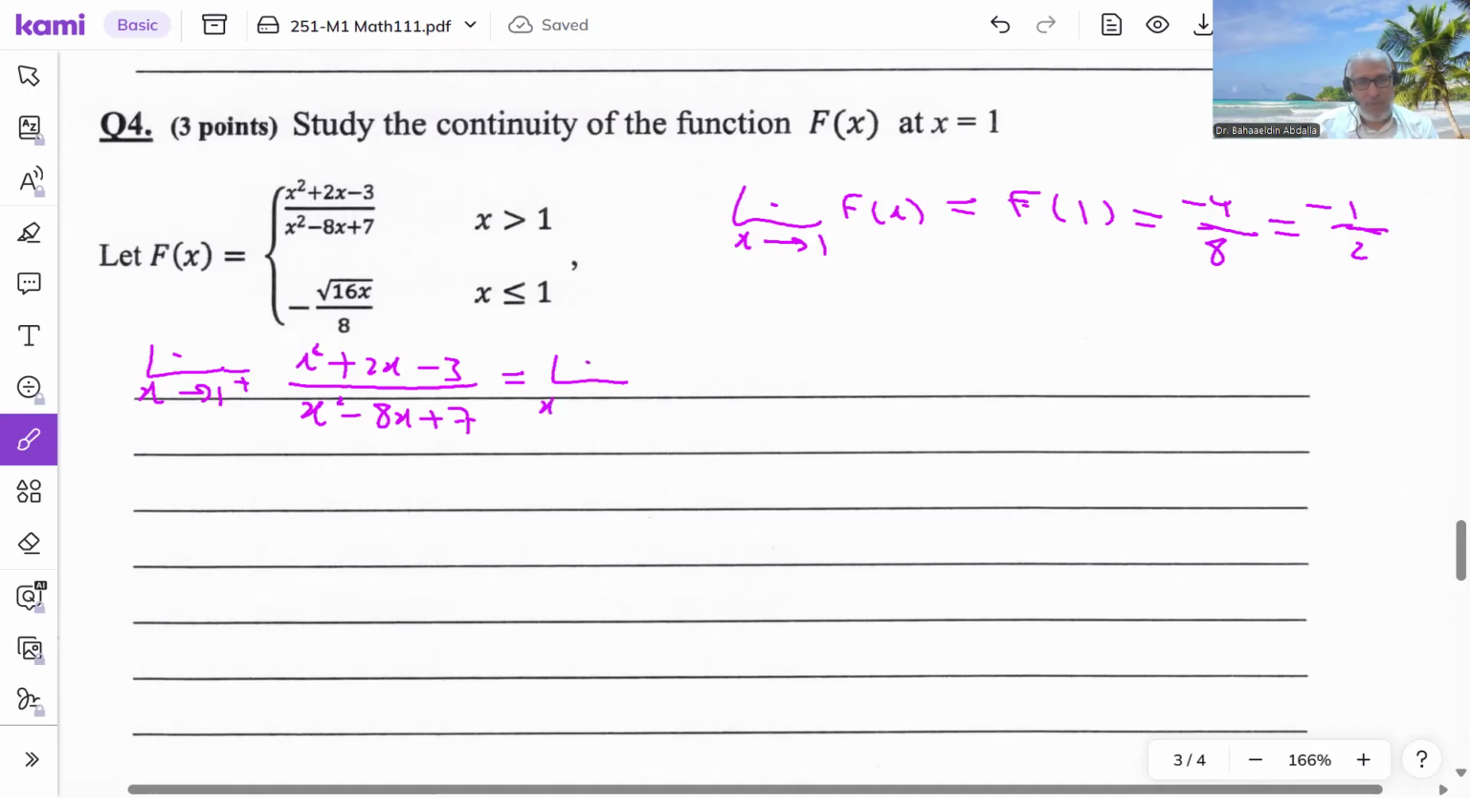So let us factor the numerator and the denominator. When we get 0 over 0, we usually try factoring or multiplying by the conjugate. So factoring x squared plus 2x minus 3, I'll have x minus 1 times x plus 3.